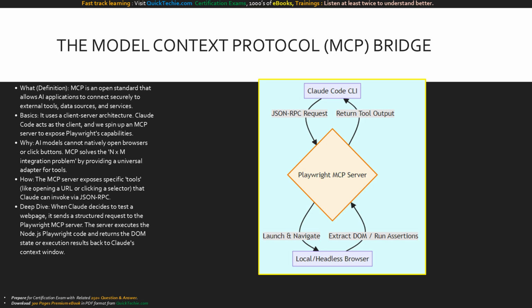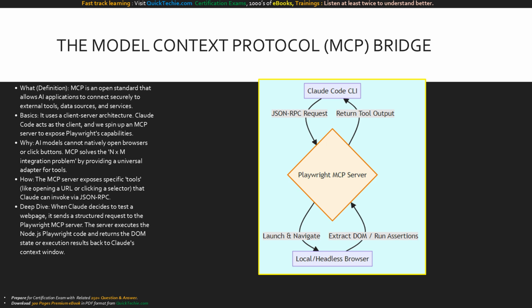To make Claude control a browser, we need a bridge. That bridge is the Model Context Protocol, or MCP. What is MCP? It is an open standard that connects AI models securely to external tools. The basics rely on a client-server architecture where Claude Code is the client. Why do we need this? Because an LLM is essentially a text prediction engine. It cannot physically open Google Chrome. MCP solves what the industry calls the NxM integration problem by acting as a universal adapter.